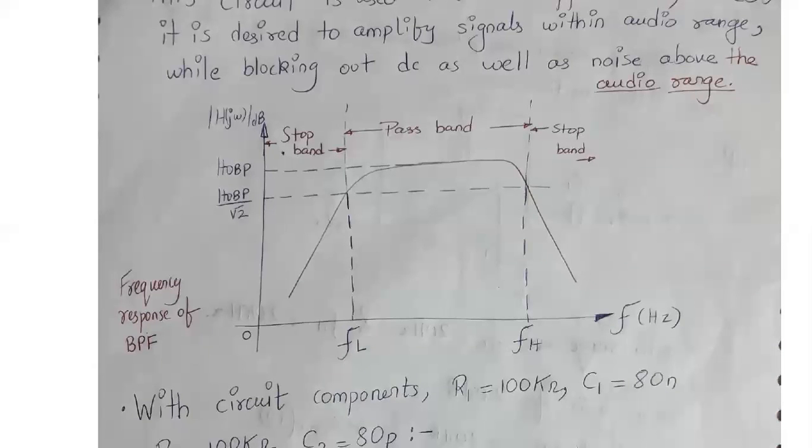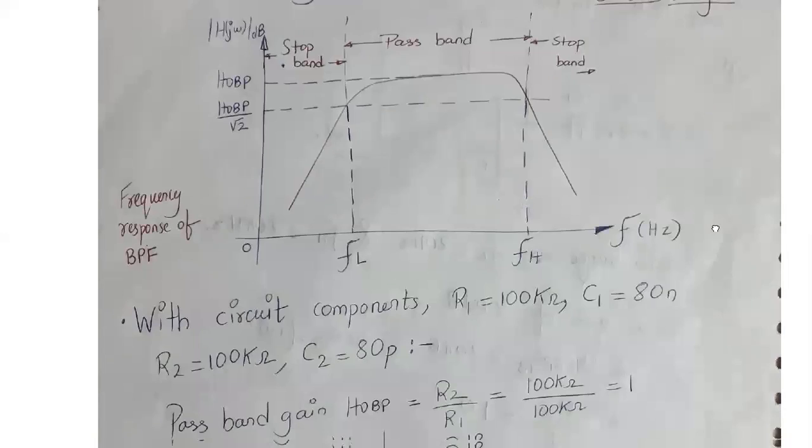And if any frequency is below FL or above FH, it will be rejected and is in the stop band region. The maximum gain you can achieve over here is HOBP. And if you come root 2 times lower than HOBP, you will get that exact 3 dB frequency. Okay, so this is the frequency response of a band pass filter.